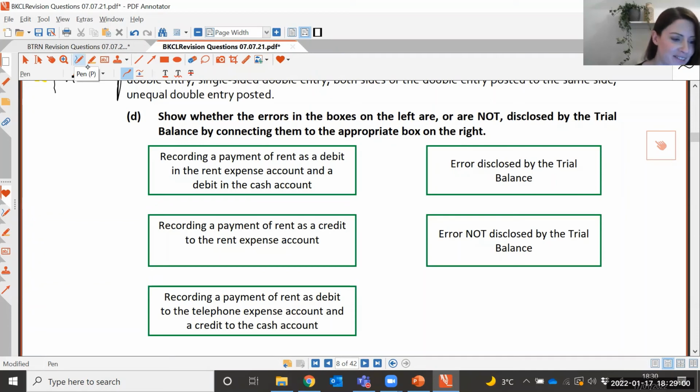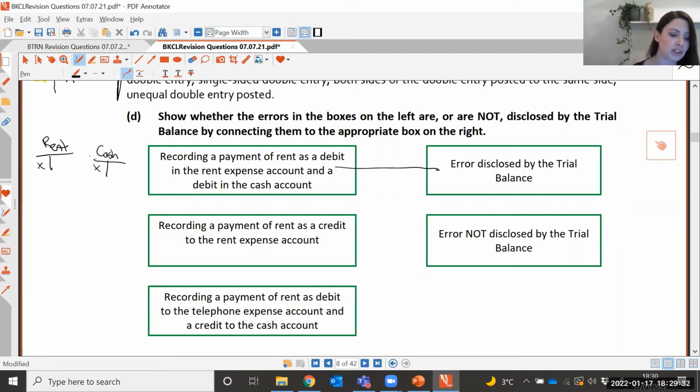Yes, good. Yeah, so it would be disclosed because, sometimes it's easier to see it visually, if we draw our little T accounts, so they've entered a debit in the rent account and they've also put a debit in the cash account. So it's going to cause the trial balance to not balance because there's not been an equal debit and credit. So it will be disclosed by the trial balance.